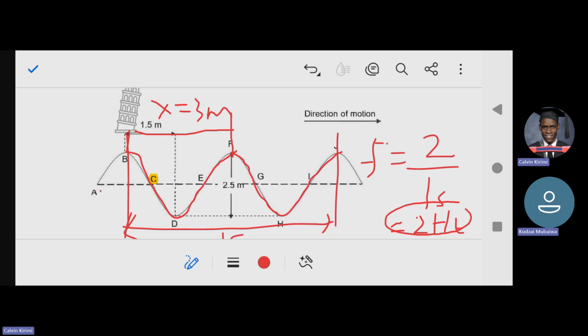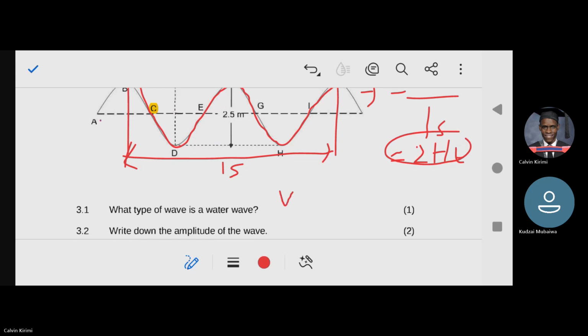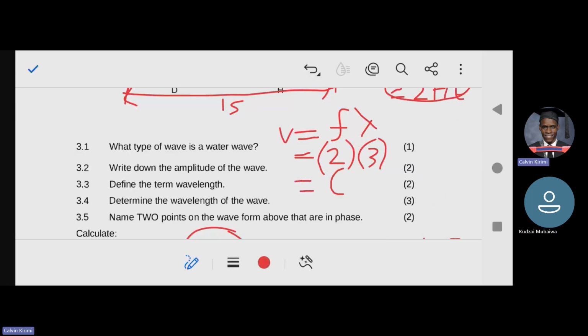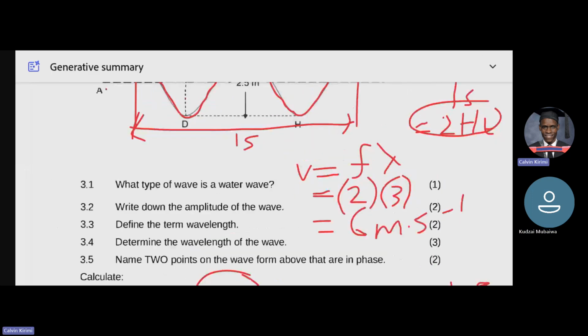So we combine that information in our formula, which says V equals F what? Lambda. That is the formula. We are looking for speed. So speed is equal to the frequency multiplied by the wavelength. The unit of speed is meters per second. So you get 3 times 2, 6. Then it's meters per second. Any question? How we are approaching these things?